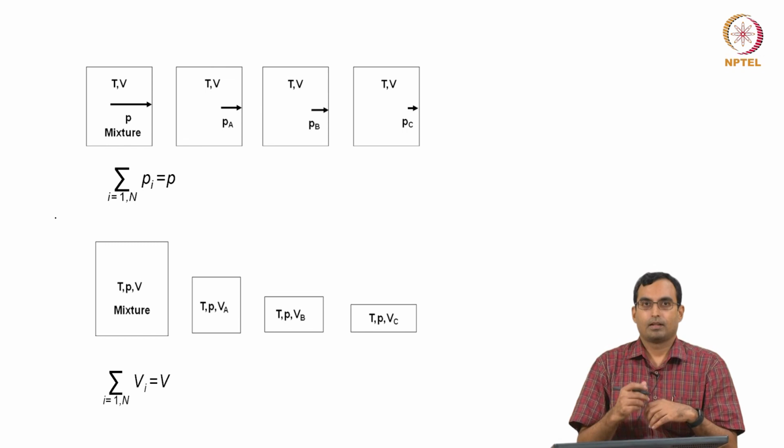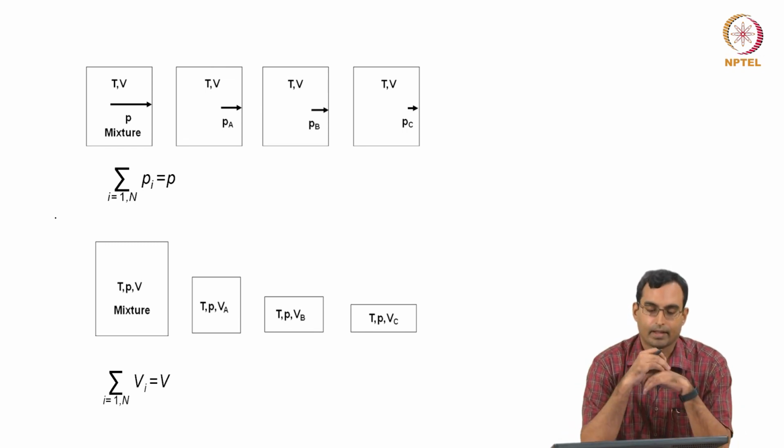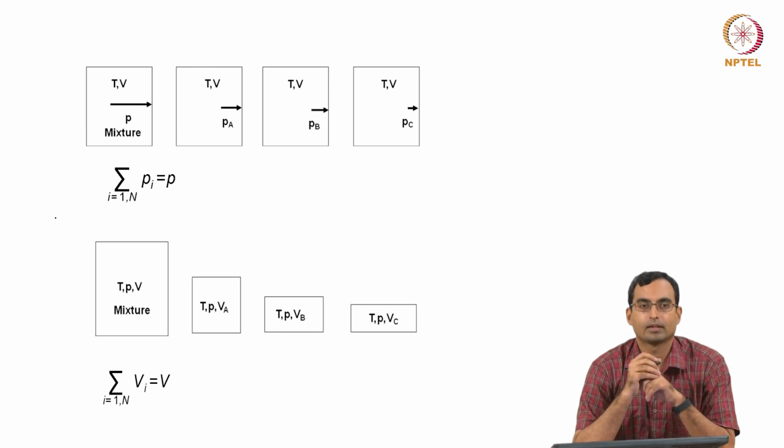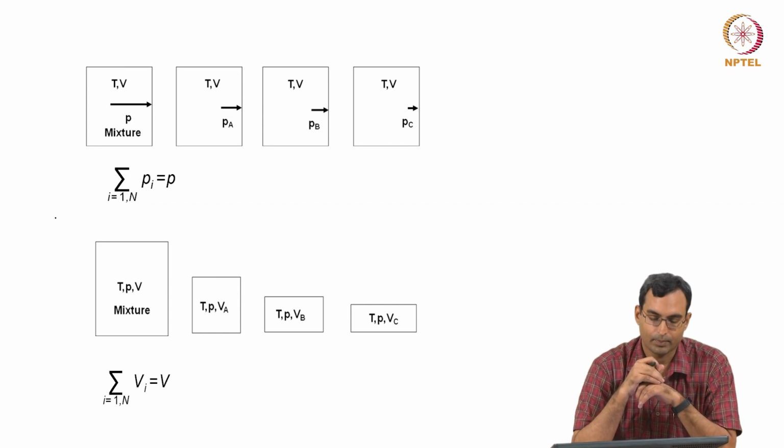There are two models of ideal gas mixtures which we often look at. One of them is what is called Dalton's model, which talks of partial pressures.